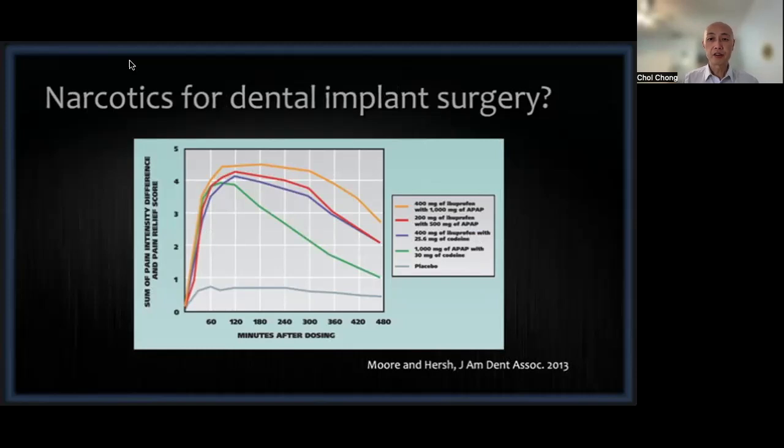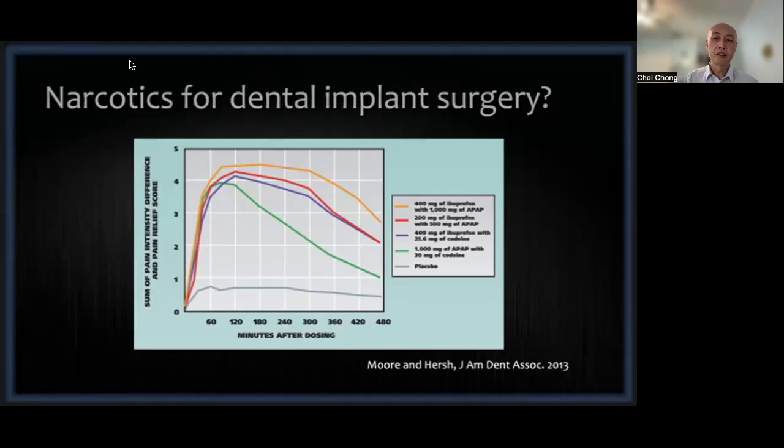But then the pendulum swung to the other side, and for a time, my residents were routinely prescribing hydrocodones to patients like candy. But since the narcotic addiction crisis, we have had to ask the question as to how can we better manage our patients' pain while weighing the risk of dependency on narcotics, okay? So let's look at what the evidence says.